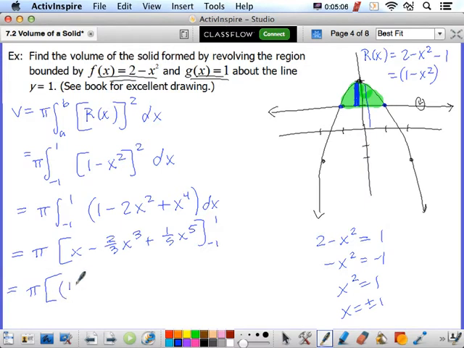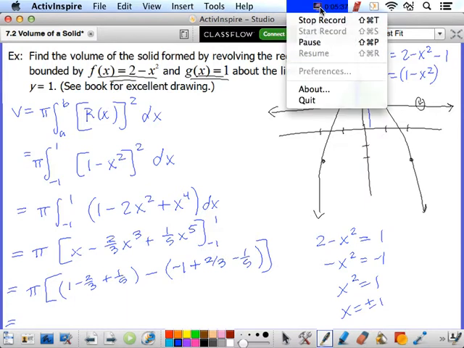1 minus 2/3 plus 1/5, minus -1 plus 2/3 minus 1/5. Because if I substitute a -1 in there, it would still be negative. Alright, then we just tally all of that up and see what we get. So I'll give you a minute if you want to calculate that for me. Make sure I didn't make any sign errors.